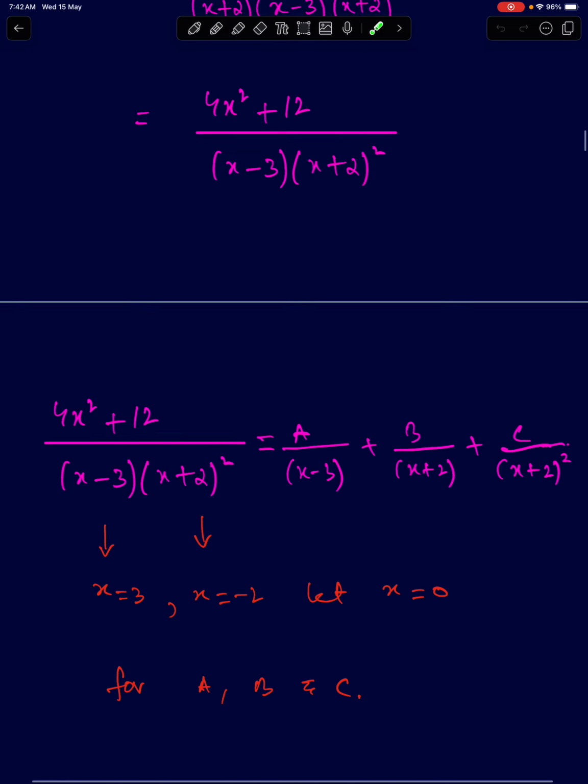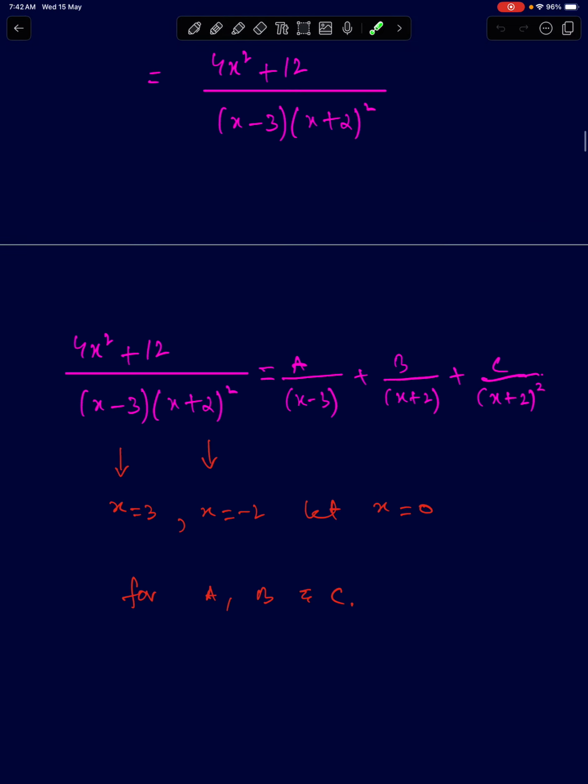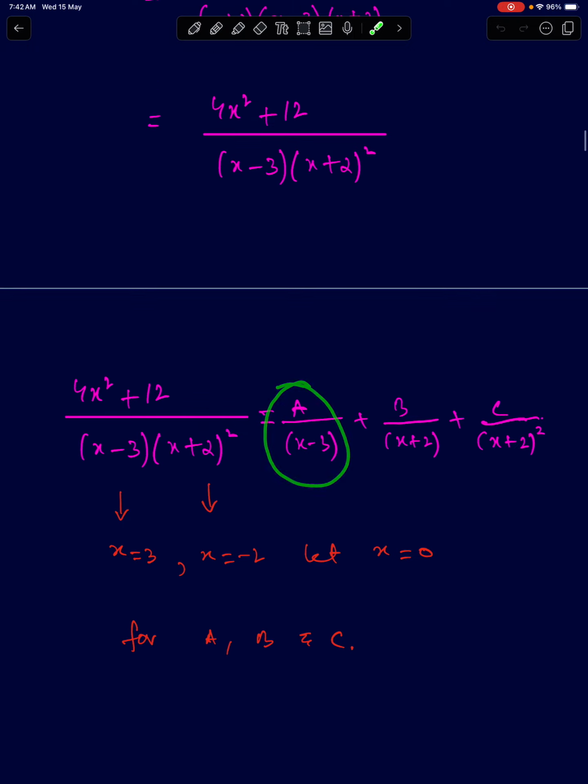Now you can split this fraction as A upon x minus 3. This factor is repeated linear, so write this factor twice, once with power 1 and once with power 2. And since all factors are linear, so write constants in numerator. And get the values of x from the denominator.